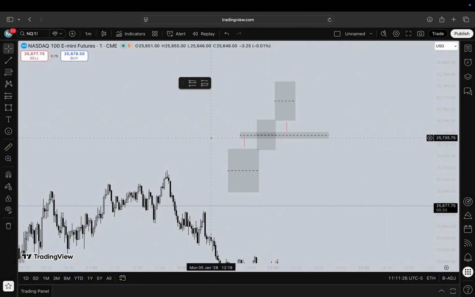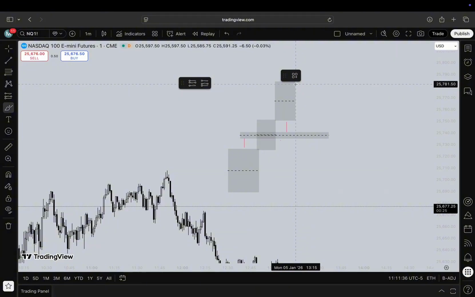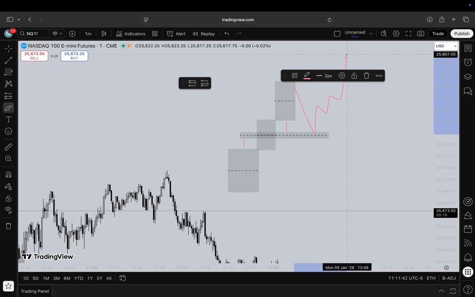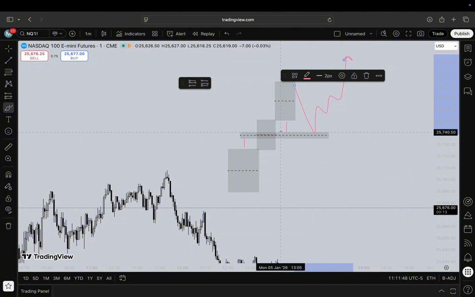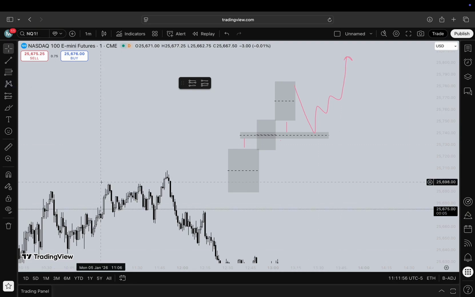With fair value gaps, what we're expecting to happen is that we get a retracement from this candle, fill this fair value gap, and then continue higher. Price tends to draw back to these imbalances in price and then continue higher following the imbalance being filled. So we can just look for an example of this on the charts.